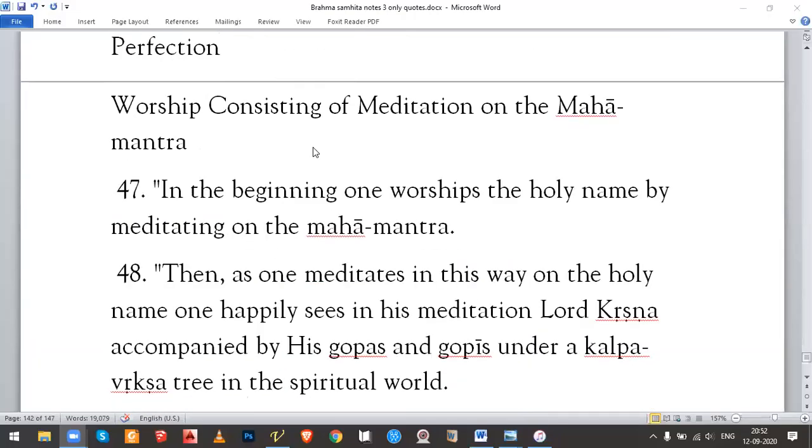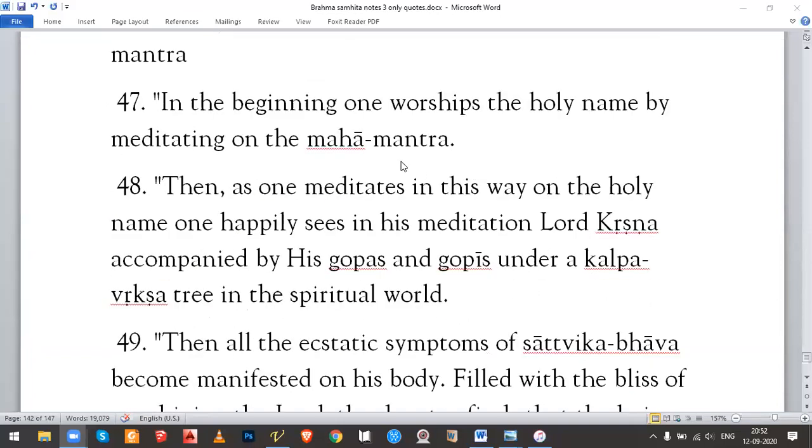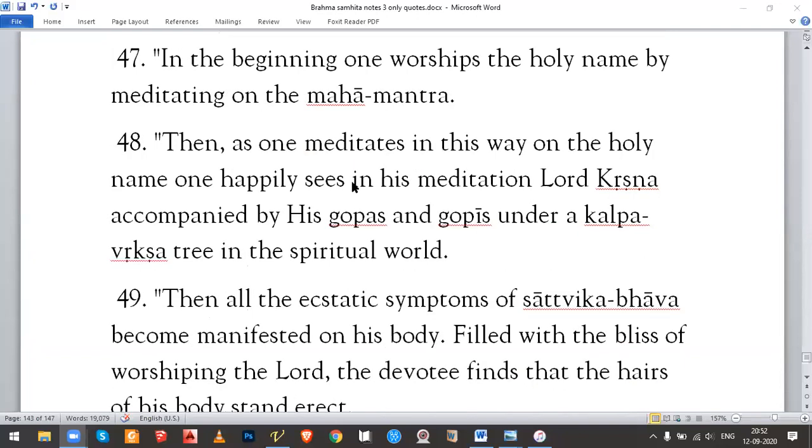Here, Srila Bhaktivinoda Thakur describes the same thing. The same thing means he explains how this progress comes when a devotee is already at an advanced level. Worship consists in meditation on the Maha Mantra. In the beginning, one worships the holy name by meditating on the Maha Mantra. Then, as one meditates in this way on the holy name, one happily sees in his meditation Lord Krishna accompanied by his gopas and gopis under the Kalpavriksha tree in the spiritual world.